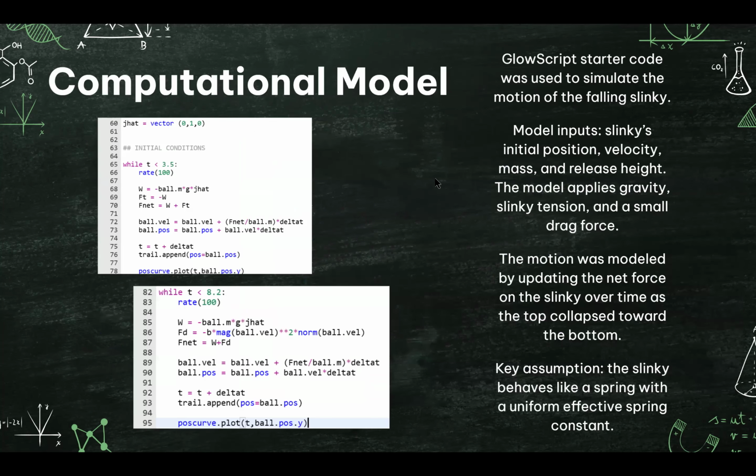And now I have the computational model. We use GlowScript to simulate the slinky's motion. The first phase modeled free fall with gravity only. The second phase included drag proportional to velocity squared. Initial positions and velocities from Tracker were used, assuming negligible air currents. Here is our first while loop, and this is our second, and they both reflect velocity and position update formulas.